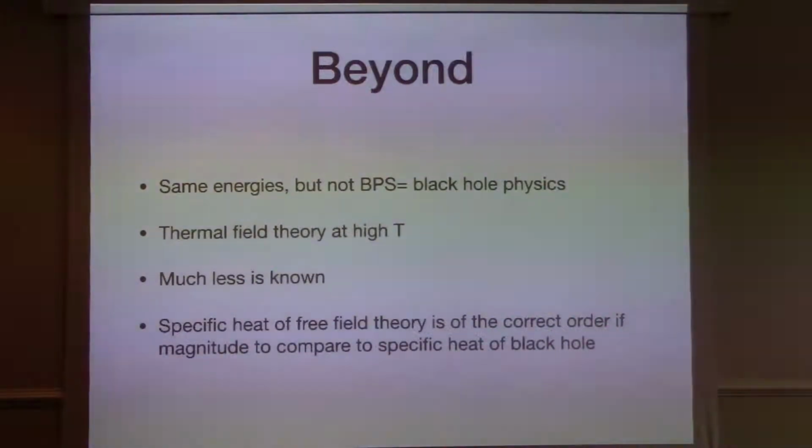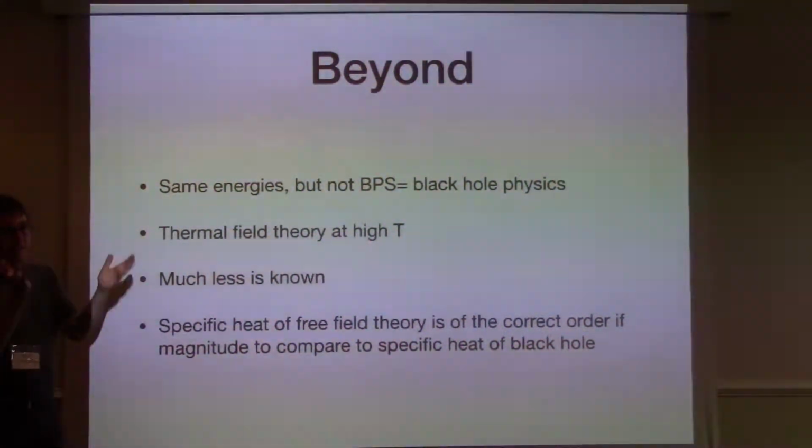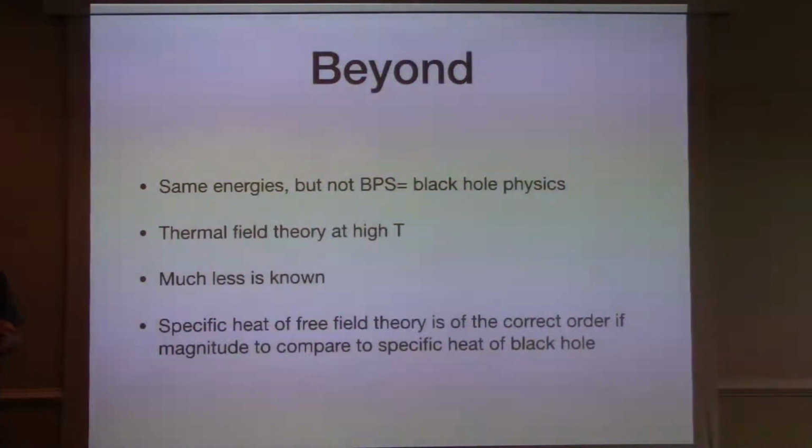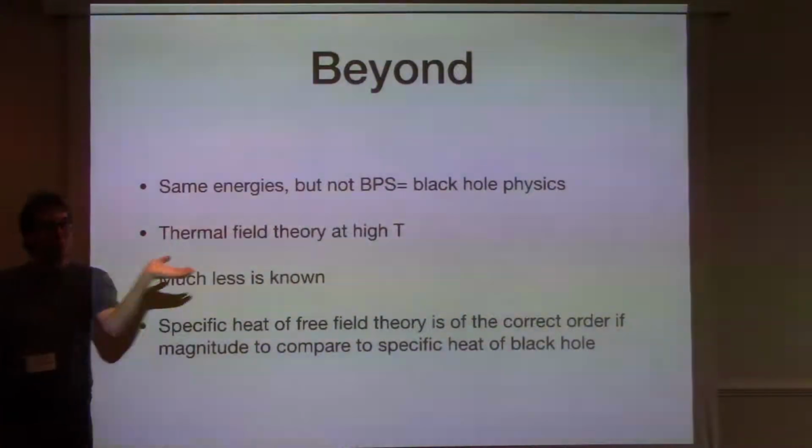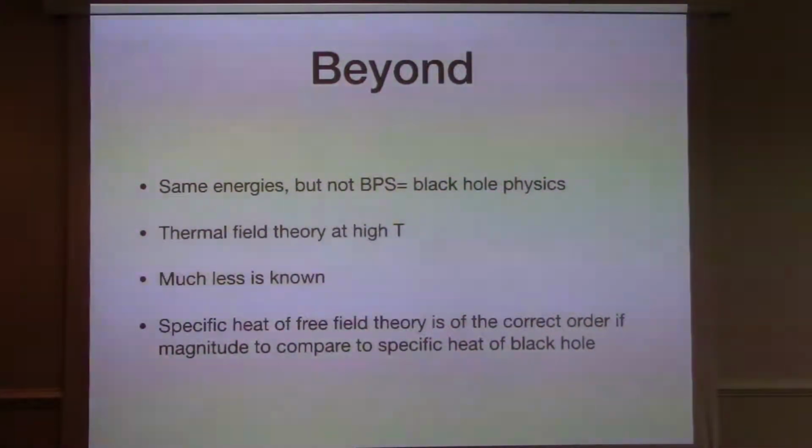On the gravity side, we know what that is. It's black holes in AdS. There's tons of papers on that. Gibbons, Hawking and various other things like that. Okay, so the specific heat of the free field theory is of the correct order of magnitude to compare to the specific heat of the black hole. There's a famous 3/4 difference between one side and the other one, and nobody has explained that yet. So we don't know that stuff all that well. We know that it's kind of ballpark, okay?